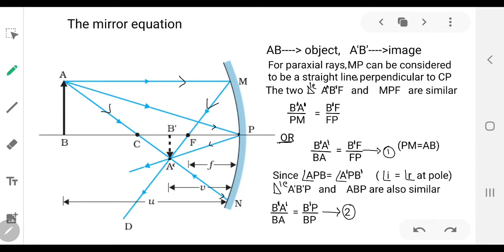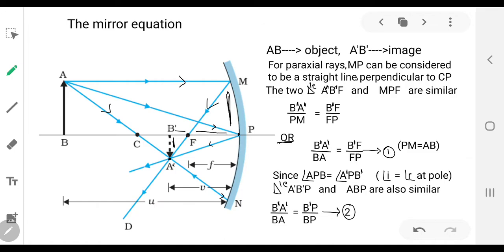So you can write B'A' upon PM. Another side that you can take the ratio of is B'F and PF.